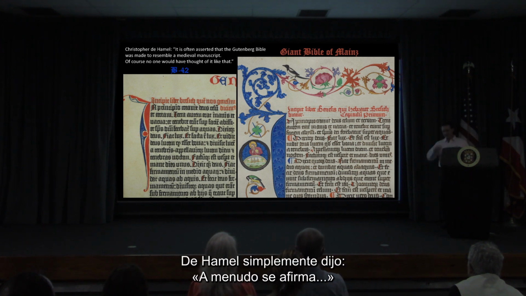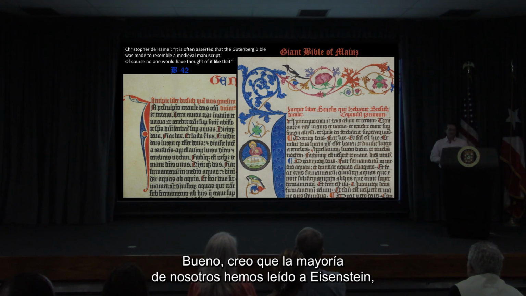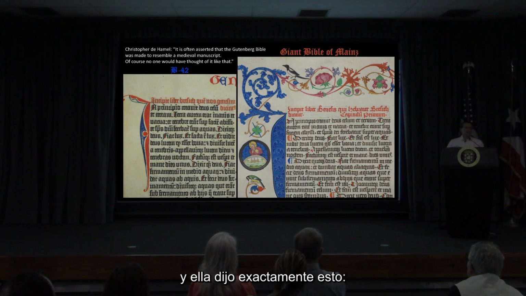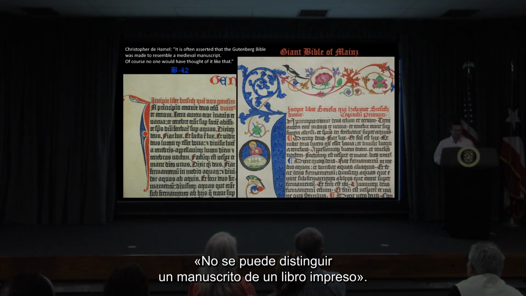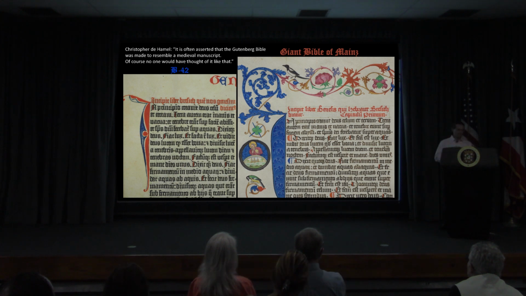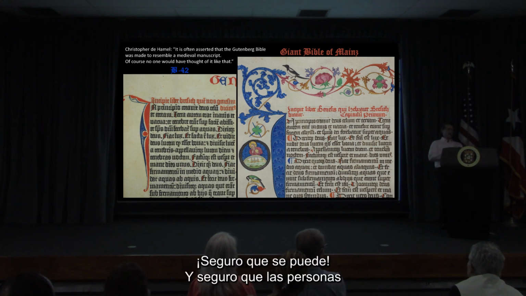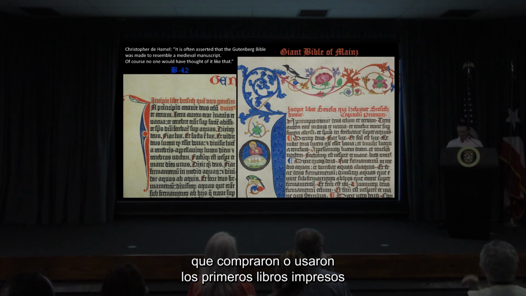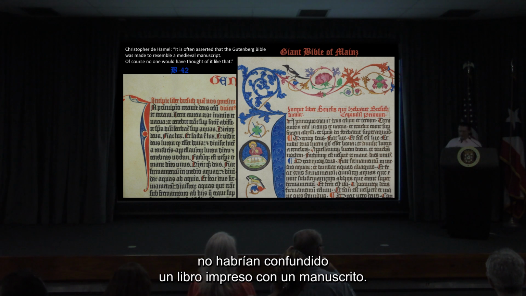De Hamel simply said it is often asserted. Well, I think most of us have read Eisenstein, and she said exactly this: you cannot tell apart a manuscript from a printed book. Sure you can. And the people who bought or used early printed books wouldn't have mistaken a printed book for a manuscript.